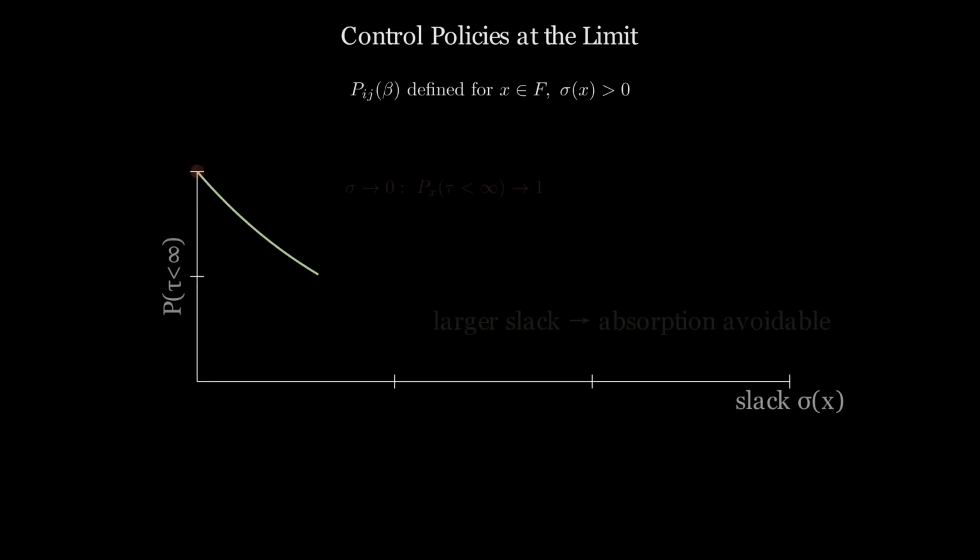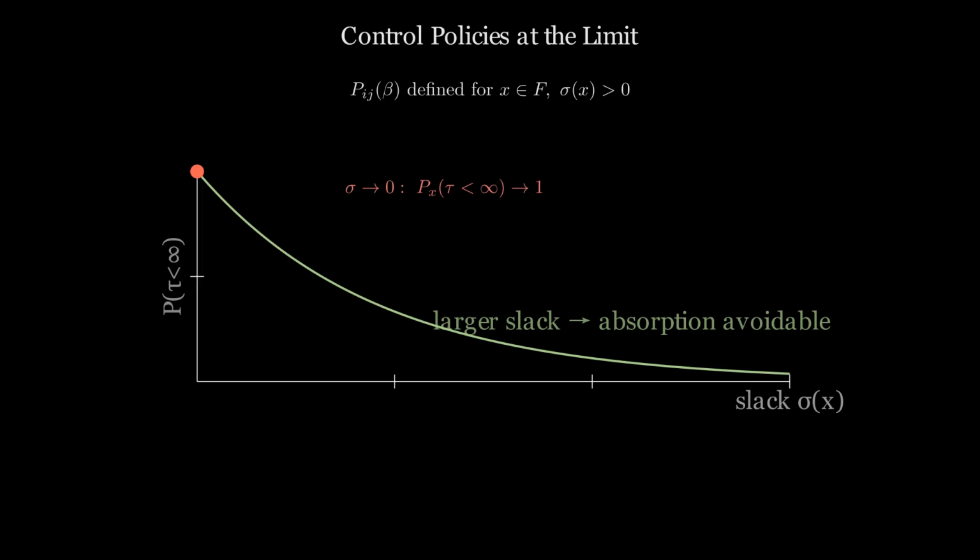A controlled transition kernel is defined only for states where structural slack is strictly positive. As slack decreases toward 0, the absorption probability under any policy increases toward 1. No policy can stabilize a system whose state is already on the failure boundary. There is no controlled kernel defined at that point. Control policies are therefore functions on the interior of the feasible set, not on its boundary.